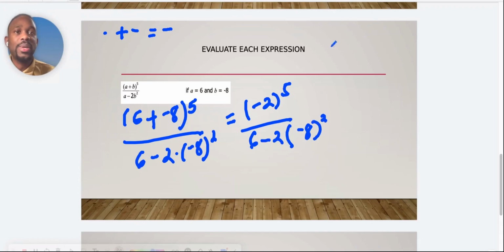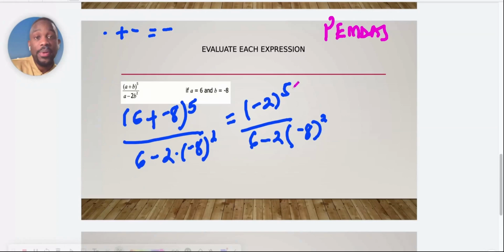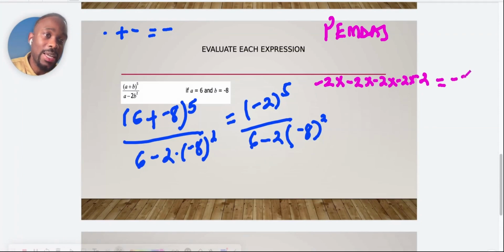This is the same as 6 minus 2 into -8 squared. So at this point, really, we don't know what we're going to be dealing with first. So I'm going to make use of our PEMDAS. It's telling you deal with your parentheses first. So these are parentheses and these are parentheses. So -2 exponent 5, what that means is -2 to the power 5, which gives you a -32. So this parenthesis up here just reduces to a -32.